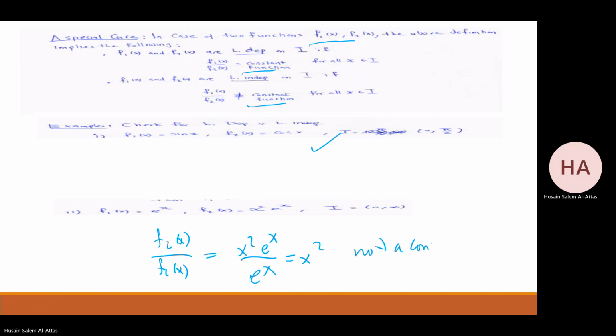Sine, cosine, I think we did. Very clear. This one, if we divide F2 over F1, I'm getting x squared e to the power x over x squared, which is x over e to the power x. I'm getting x squared, which is not a constant function, so they are linearly independent. Also, these ones we did before, they are linearly independent.